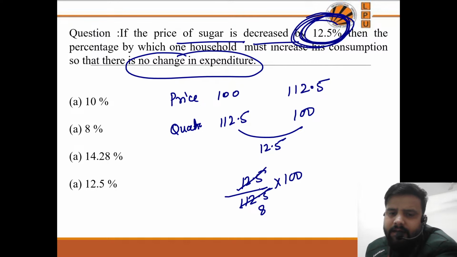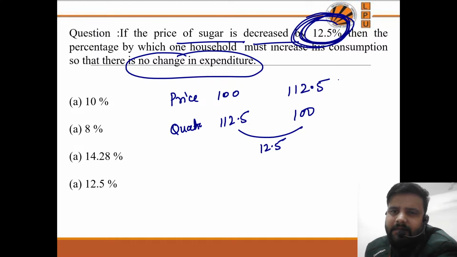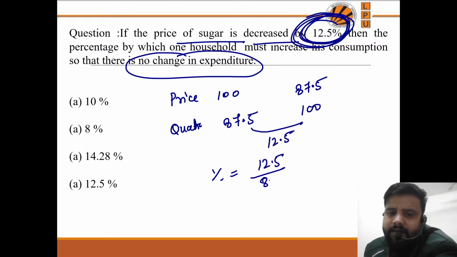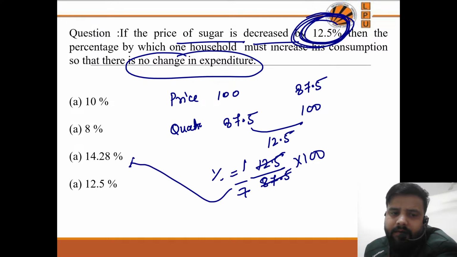Wait. The price was decreased, right? So that's why we have to write 87.5 here. So it will become 87.5 to 100. So the decrease is 12.5. The decrement in the quantity would be 12.5 divided by 87.5 into 100. If you know, this is a fraction, this is 1 by 7. 1 by 7 refers to 14.28 if you have attended my classes.